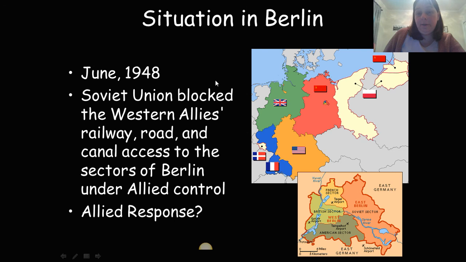The situation in Berlin, if you remember from yesterday's notes, is pretty wackadoo. It's very odd. We have Berlin, the city, surrounded by East Germany, but divided in half. East Berlin, communist, part of East Germany. West Berlin, not communist, and part of West Germany, which is weird geographically, right?